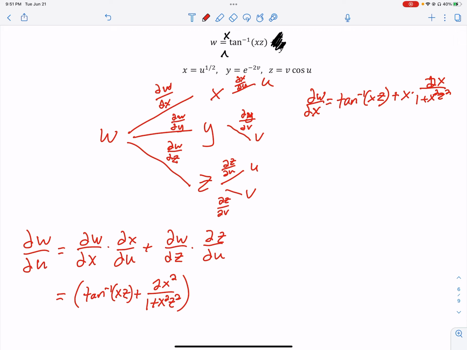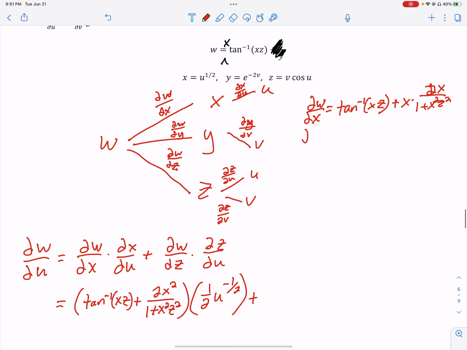All that times, I need the x with respect to u, so that's 1/2 u to the negative 1/2, I'm just going to leave it. Plus, now I need the partial of w with respect to z. It's not a product rule this time, so I'm going to get an x squared over 1 plus x squared z squared. All right, give that a shot.